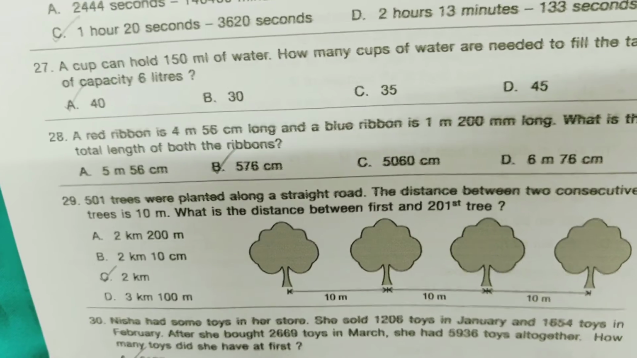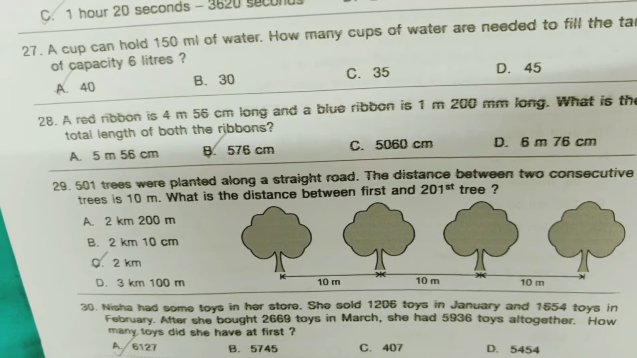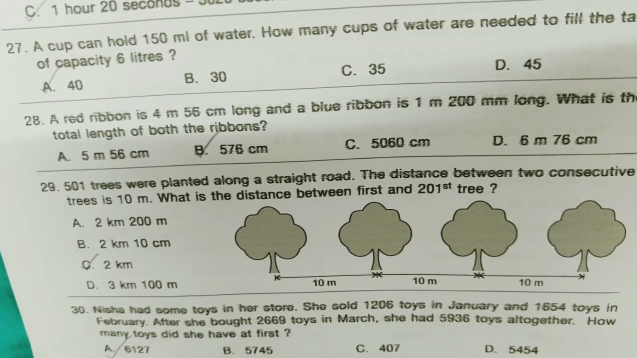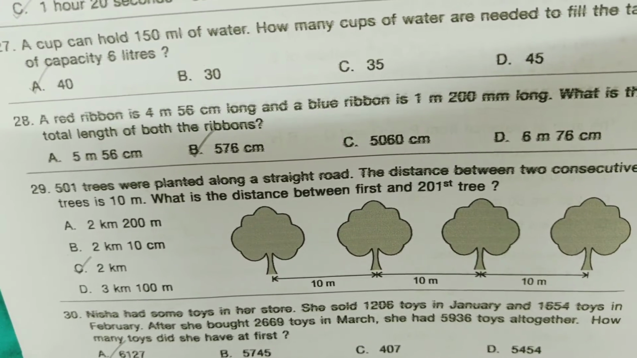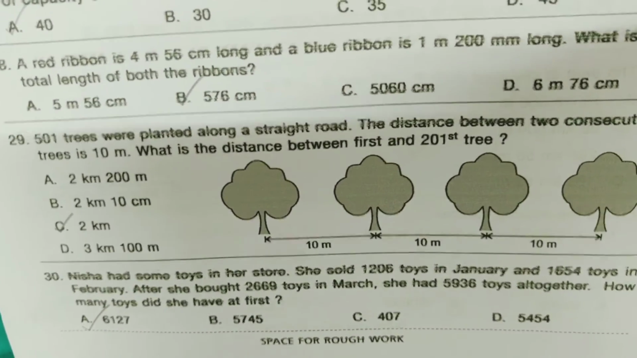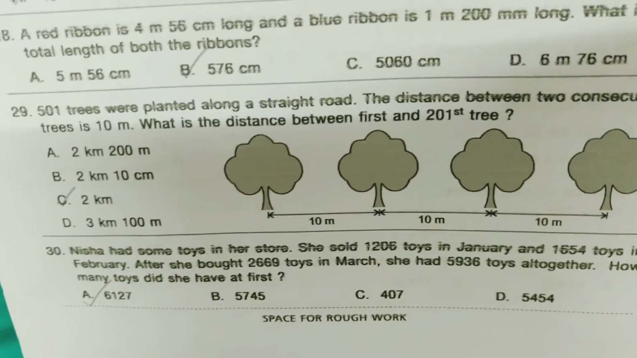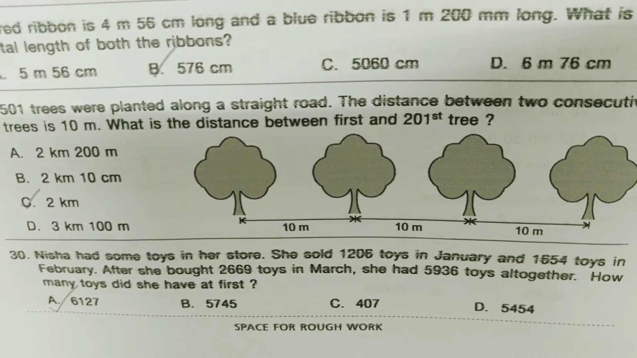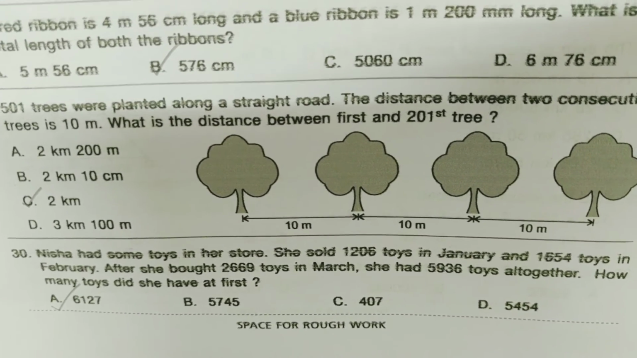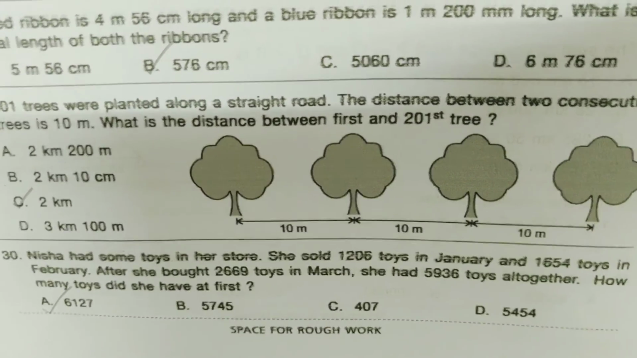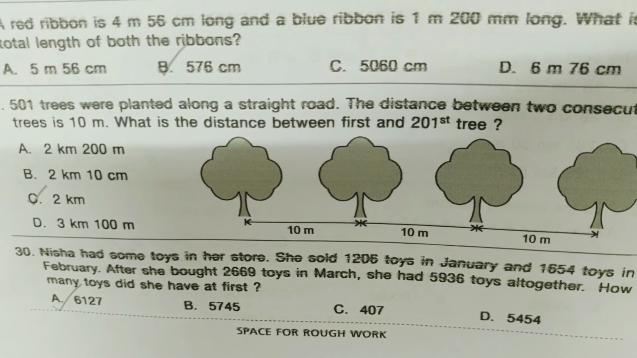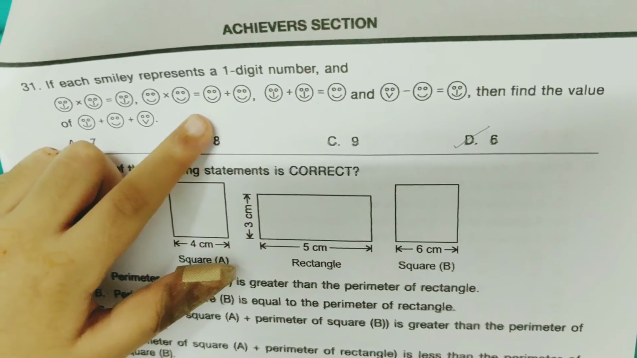501 trees were planted along a straight road. The distance between two consecutive trees is 10 meter. What's the distance between the first and 201st tree? Answer is 2 kilometer. Nisha had some toys in her store. She sold 1206 toys in January and 1654 toys in February. After she bought 269 toys in March, she had 5936 toys altogether. How many toys did she have at first? Answer is 6127 toys.